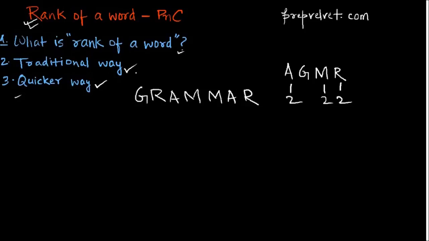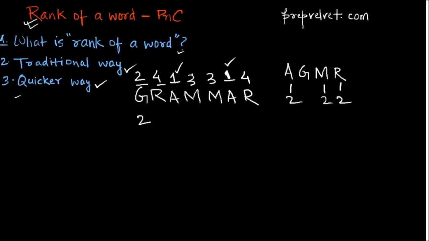Now G occupies second position, so write 2 over here. R occupies fourth position, so write 4 over here and 4 over here. A occupies first position, so 1 and 1. M occupies third position, so 3 and 3. In the next process, compare these numbers. The only number which is lesser than 2 and right of it is 1. So write 2, because there are two cases, 1 and 1.